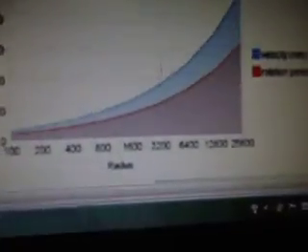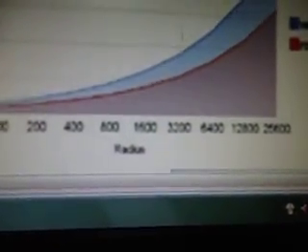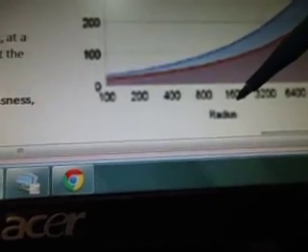So these are the properties of spin gravity at 1 g. The blue is the velocity, and r is the rotation period. And this is the radius. Sorry, I can't read it. It was all blurry, so I just wanted to show you so you know what it looks like.